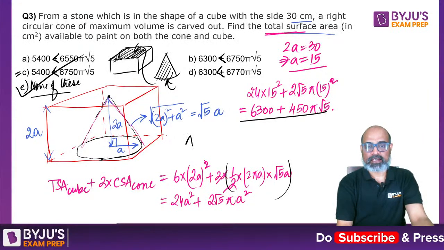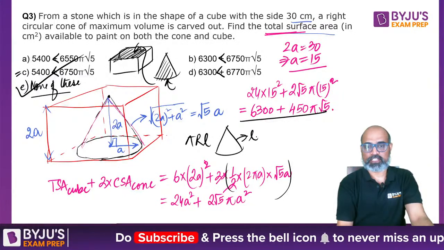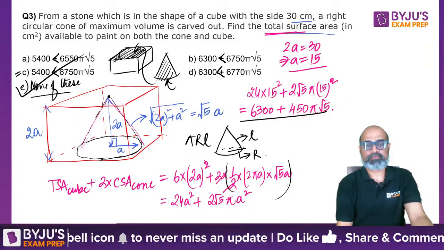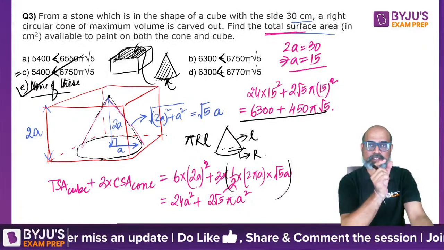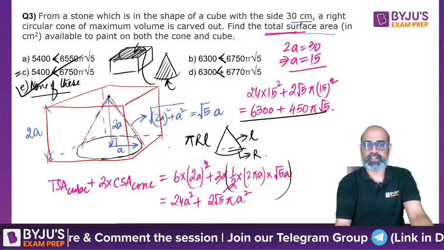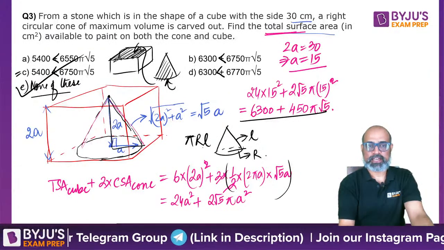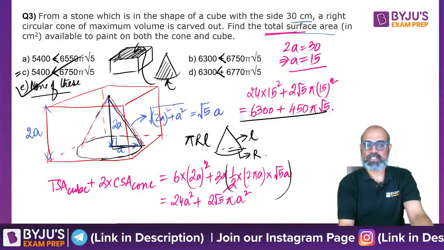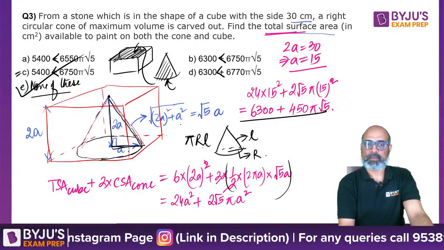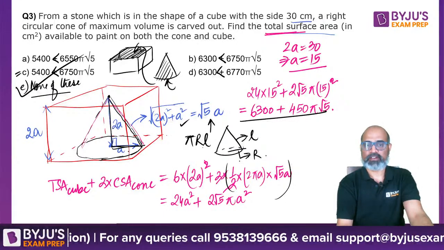Pi RL is the curved surface area of the cone, where this is called L and this is called R. So pi is a standard value already there, right? So you need radius and you need slant height. The radius is A, and the slant height is going to be the hypotenuse of this right angle triangle. This is how you calculate the slant height of a cone. Pythagoras on height and radius will give you root 5a. So L is root 5a, radius is A.